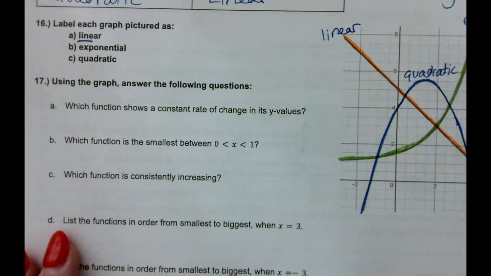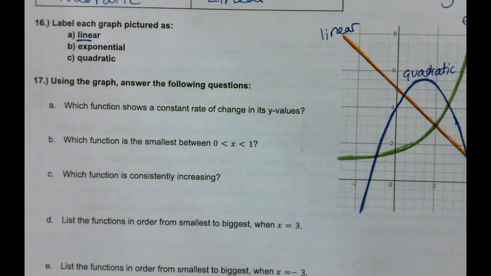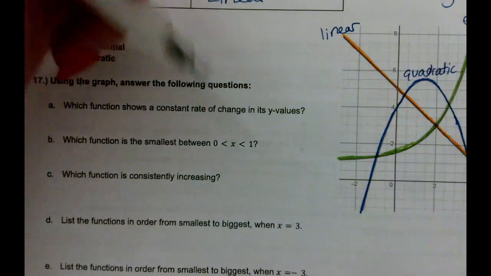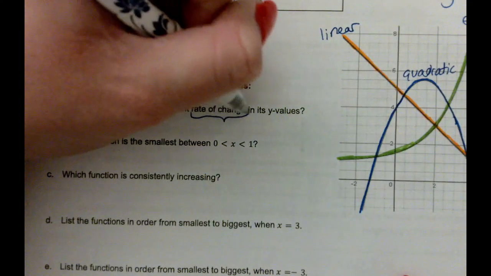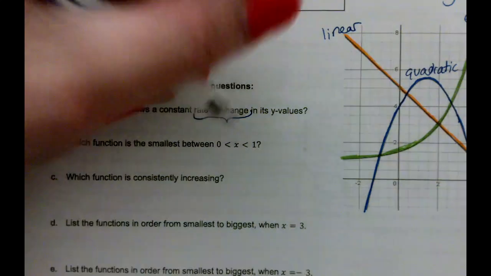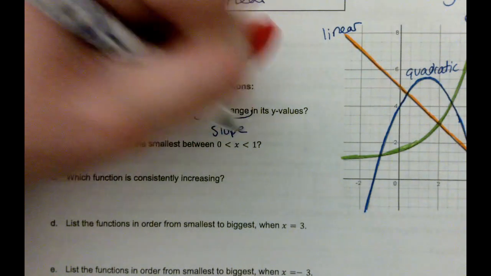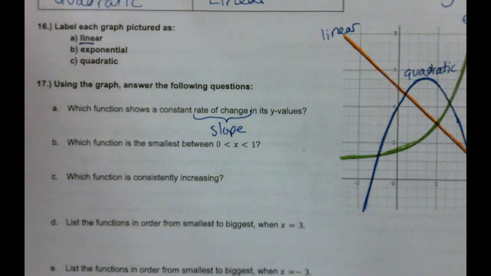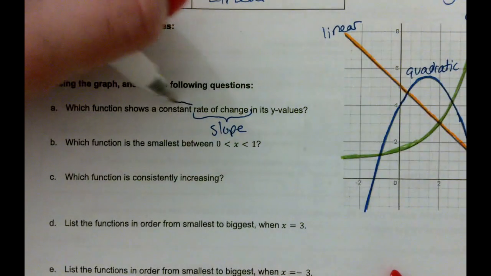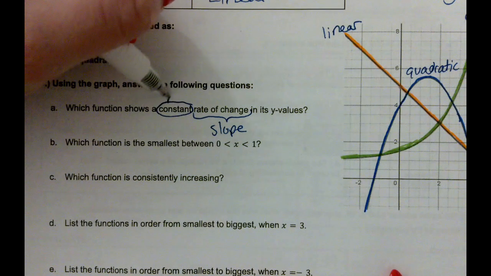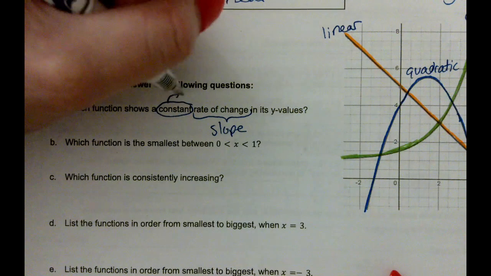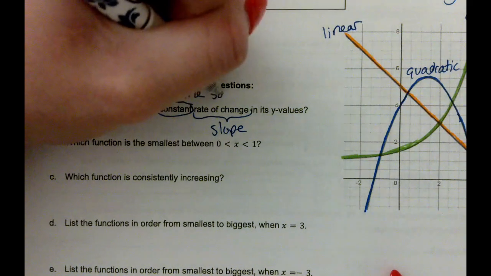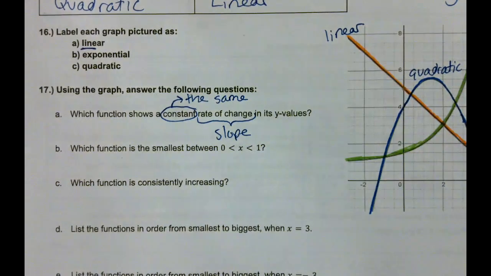All right, which function shows a constant rate of change in its y values? Remember, rate of change just means slope. Which function shows a constant slope? And remember, constant just means the same. So which function shows the same slope in its y values?